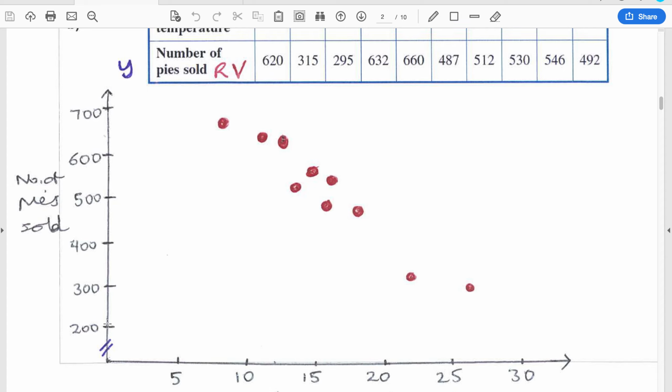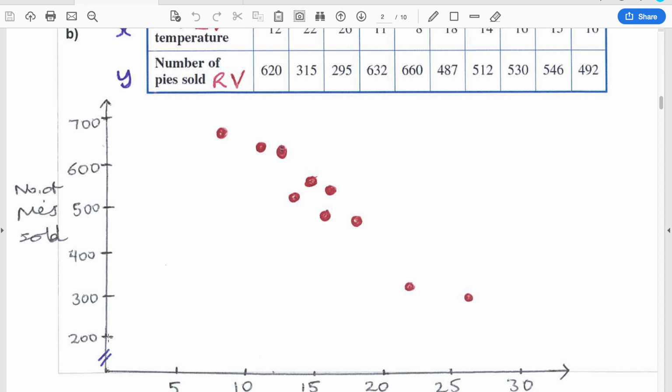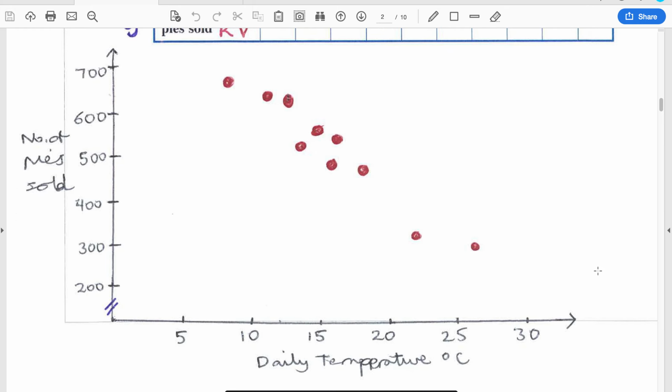We're actually going to start up here at 200 since our lowest value here is the 295. So if we go from 200, our maximum is just below 7. It means that we'll be able to fit everything nicely into that scale. And so there's the second one there. So notice we've got it labeled, number of pies and daily temperature in degrees Celsius before you start plotting.